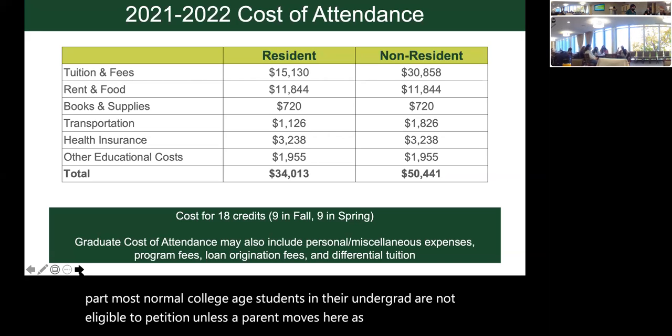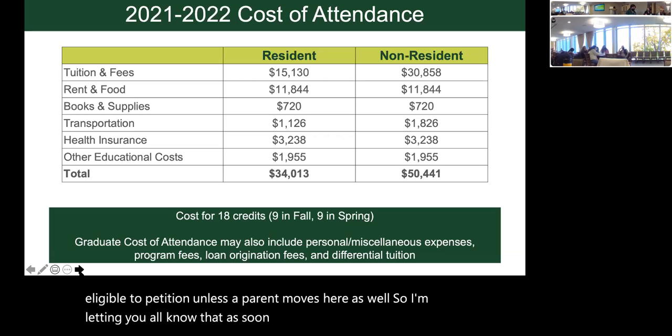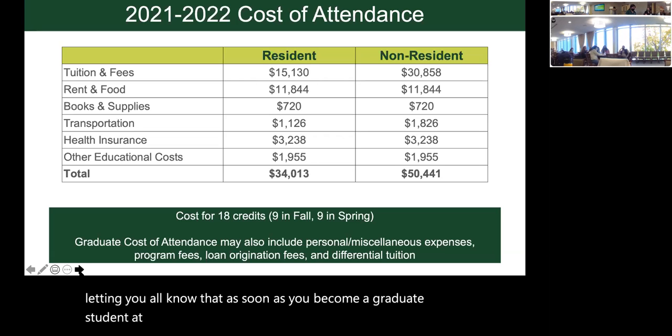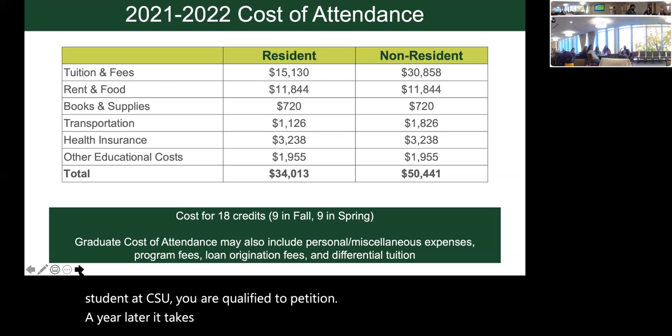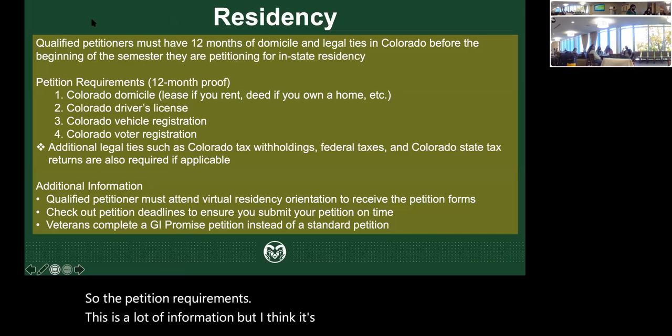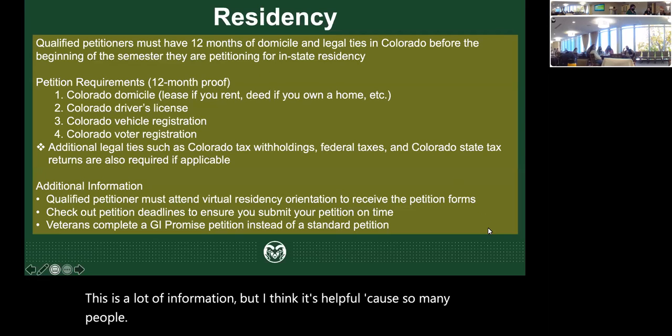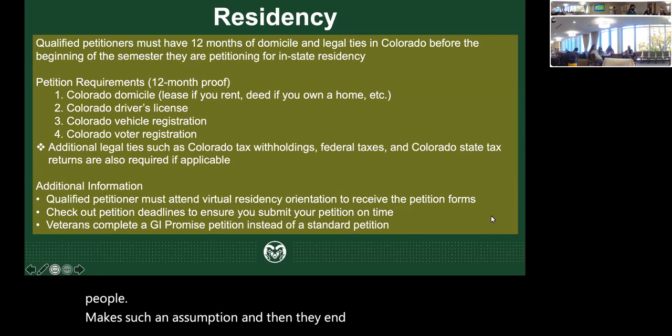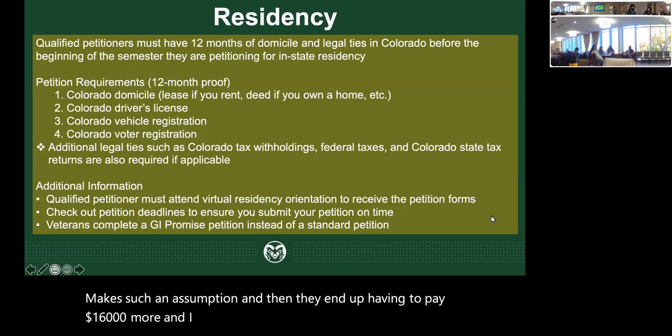So I'm letting you all know that as soon as you become a graduate student at CSU, you are qualified to petition a year later. It takes a year. So the petition requirements. This is a lot of information, but I think it's helpful because so many people make such an assumption and then they end up having to pay $16,000 more. And I would hate for that to happen to you all.